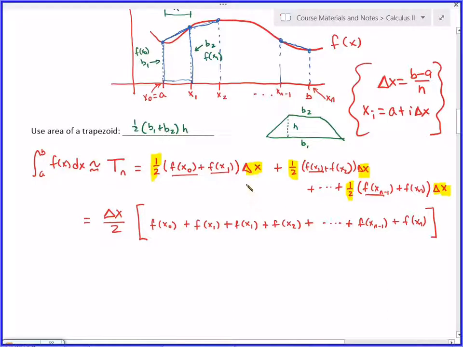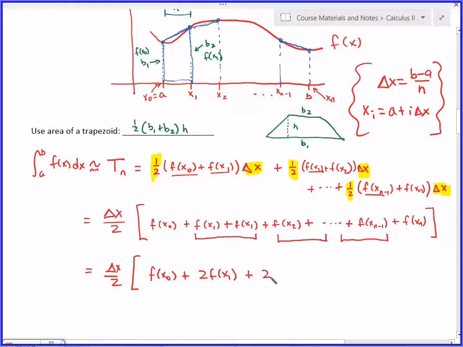And this is where something new shows up. Notice right here I've got 2 of those. How many f of x2s am I going to have? I'm actually going to have 2 of those as well, right? Because the next one is f of x2 plus f of x3, and the next one's f of x3 plus f of x4, all the way up to this one, which is going to have 2. But then there's only going to be 1 of the last one. So what this looks like is delta x over 2, f of x0 plus 2f of x1 plus 2f of x2 plus all the way out to 2f of xn minus 1 plus 1 of the f of xn's.